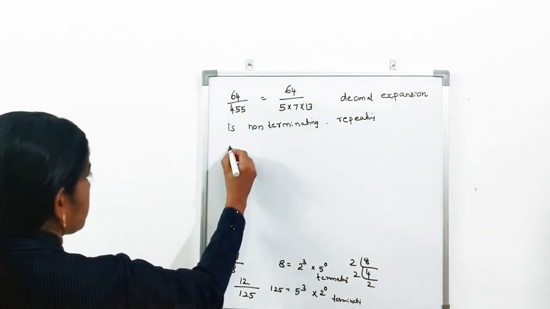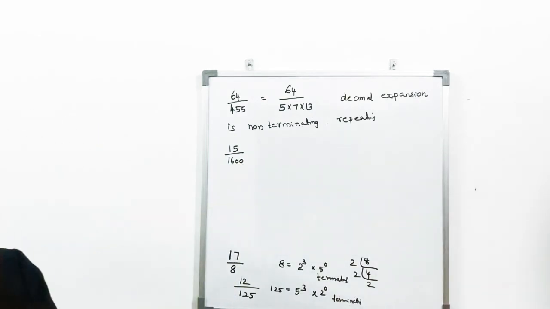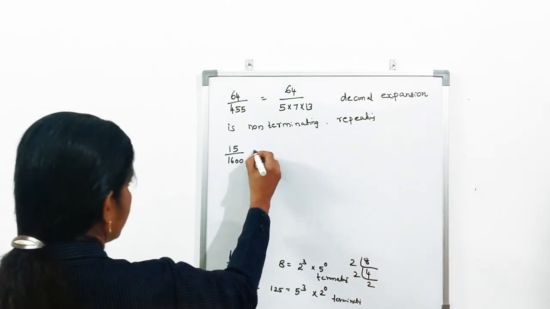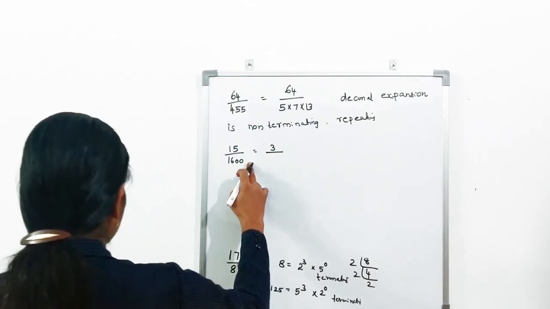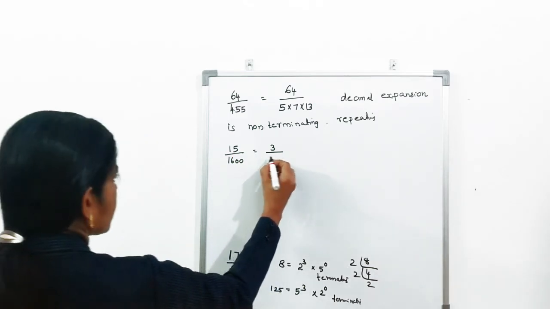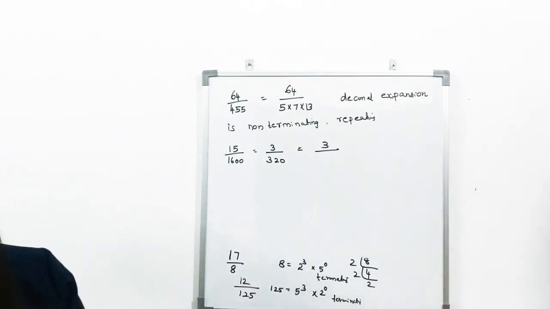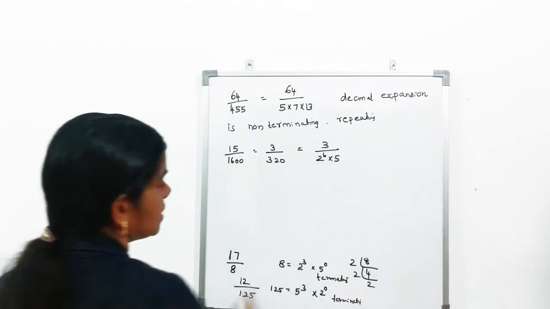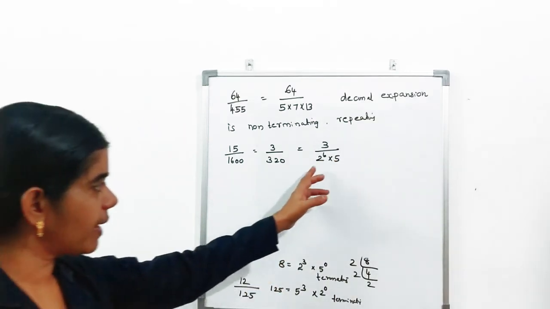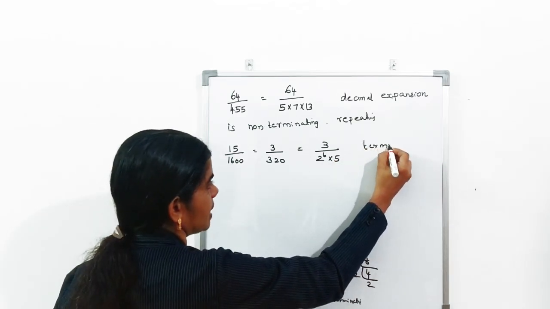15 by 1600. If you want, you can make that smaller also. Dividing by 5, you will get 3 by 320, that is equal to 3 by 2 raised to 6 into 5. It is in the form of 2 raised to n and 5 raised to m, therefore the decimal expansion is terminating.